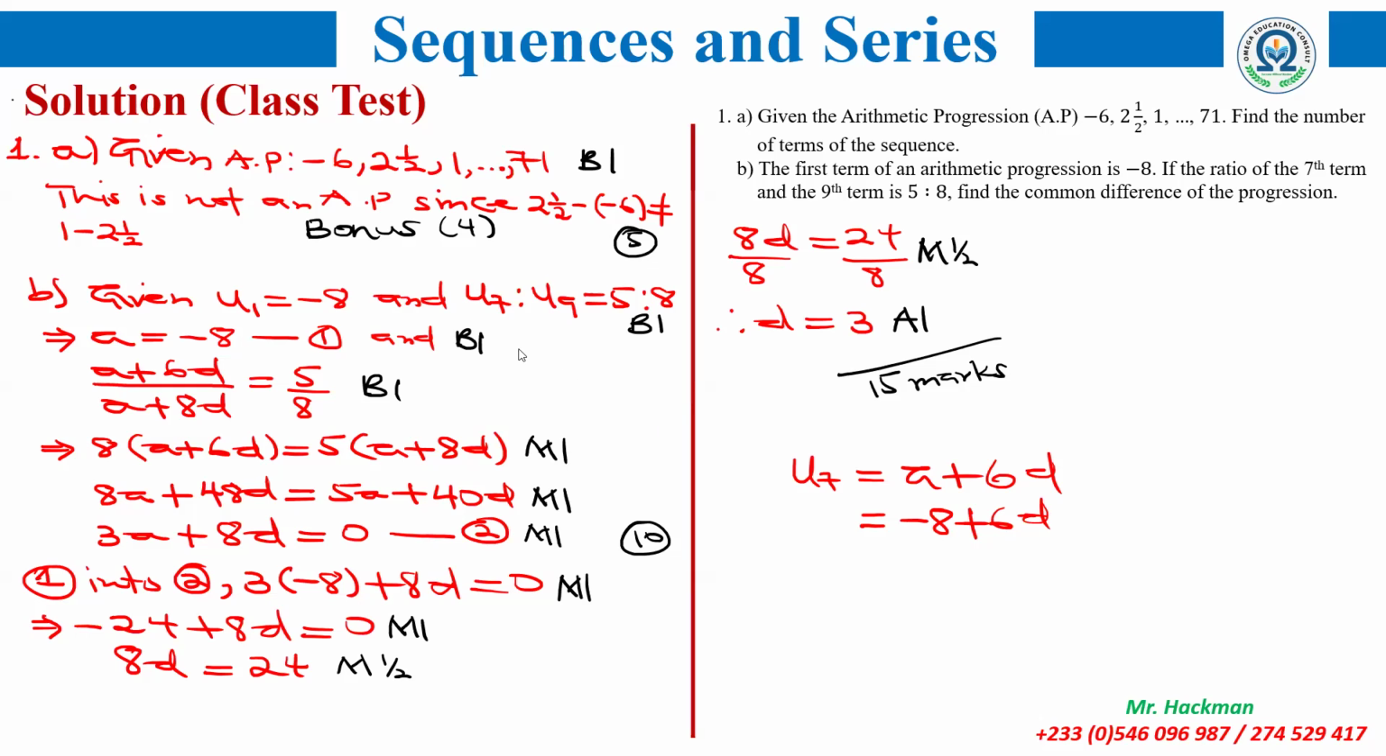Let me write what you are saying. -8 plus 6d over -8 plus 8d is equal to 5 over 8. Is equal to 5 over 8. And then I solved right away.